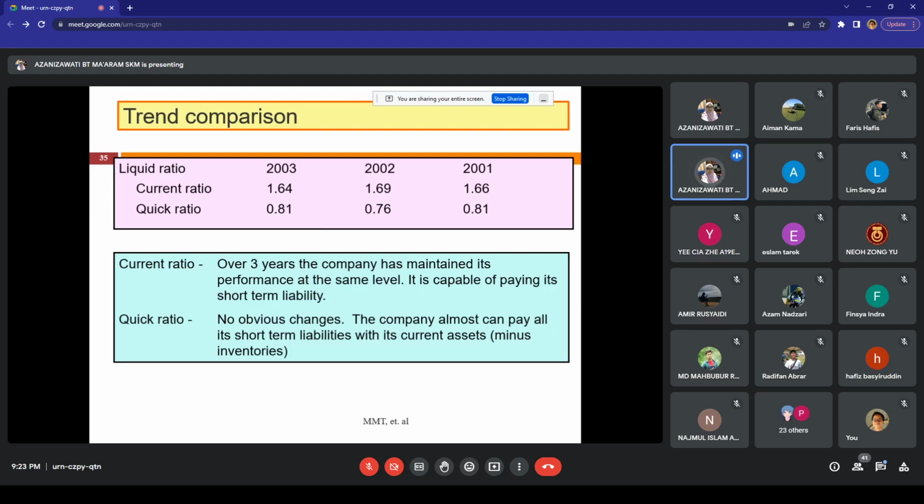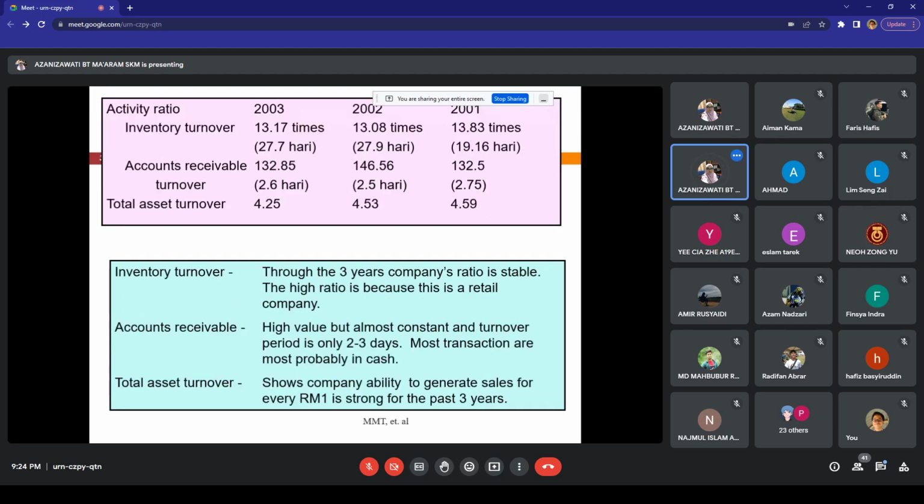So the company almost can pay all its short-term liabilities with its current assets, minus inventories. Okay. So this is what you should do for your project. You calculate the ratio and then you compare for 3 years performance, and then you make your comparison and do your report.